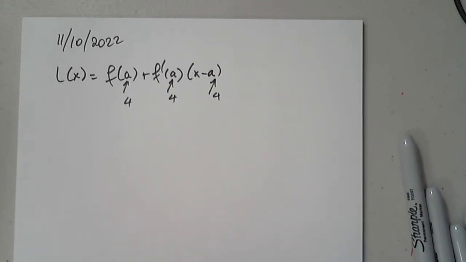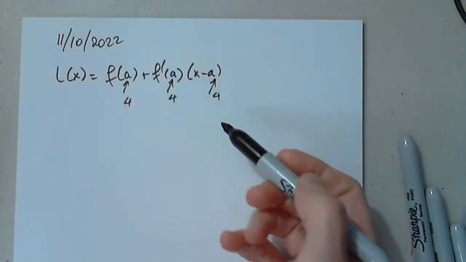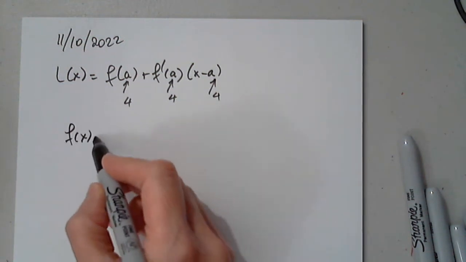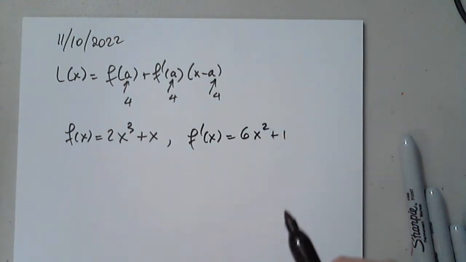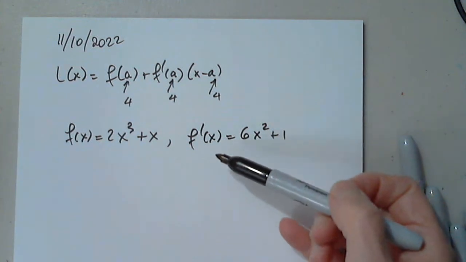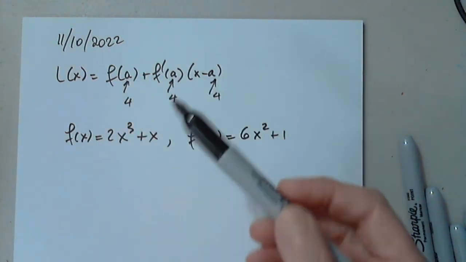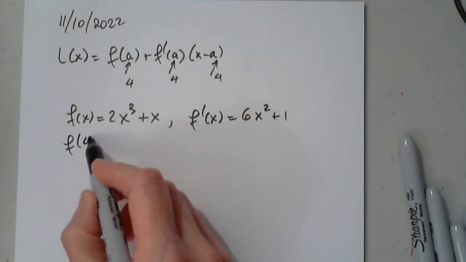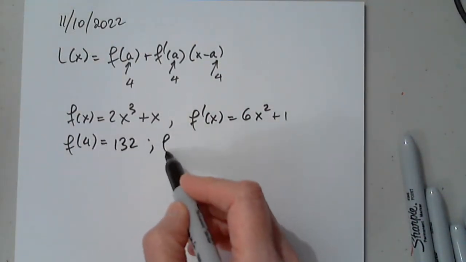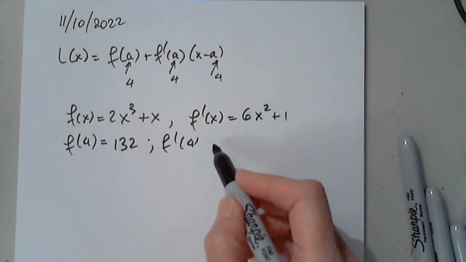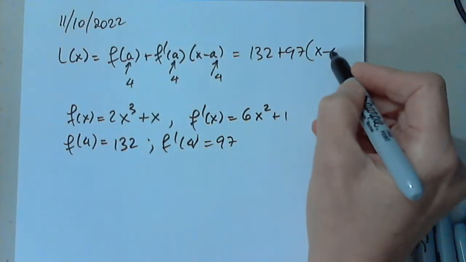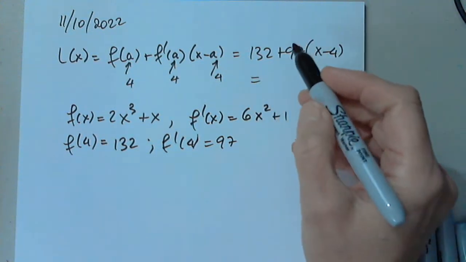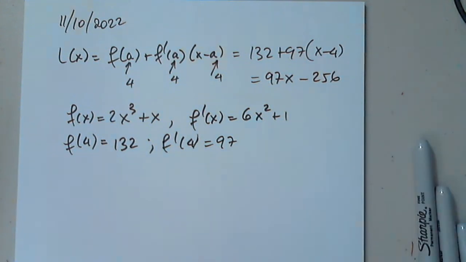So a couple of you came up with a function that was not linear. If it says linearization, I have to find a linear function, right? And the function was f of x equals 2x cubed plus x. So then f prime of x will be 6x squared plus 1. And I plug in 4 to get this number, I plug in 4 to get this number, and then x minus 4. So I calculated that f of 4 was 132, and f prime of 4, you just plug them in, was 97. So then the linearization is 132 plus 97 times x minus 4, and when you distribute and combine like terms, you get 97x minus 256.